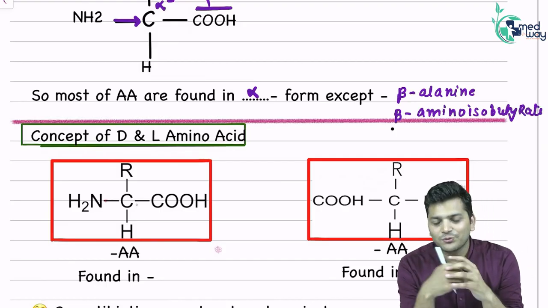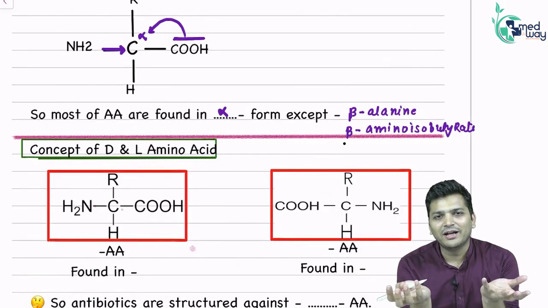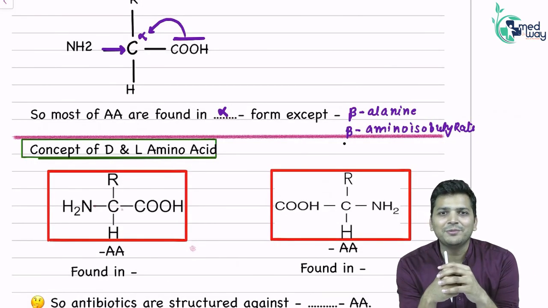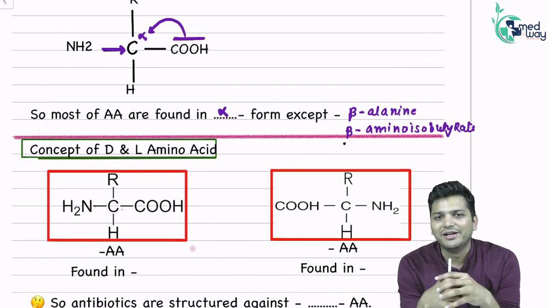And when they ask this question, obviously they will not give it like that. They will ask like this: all of the following are alpha amino acids except, and one of the options will be alanine. They will not write beta alanine, right? Because that is going to be very evident.